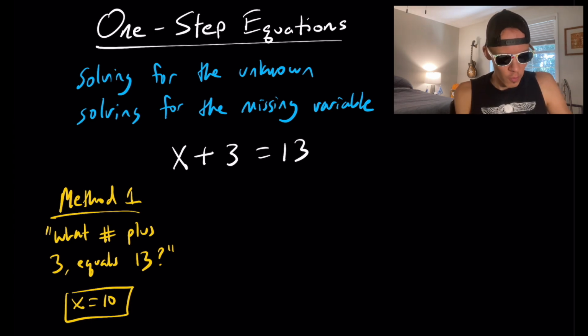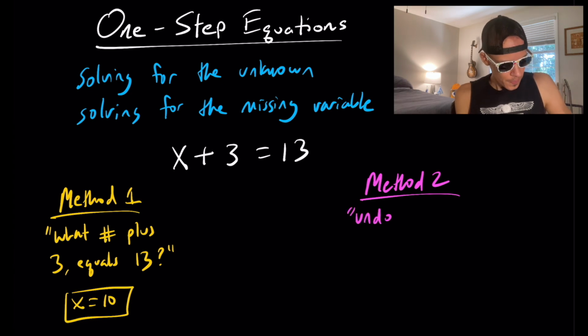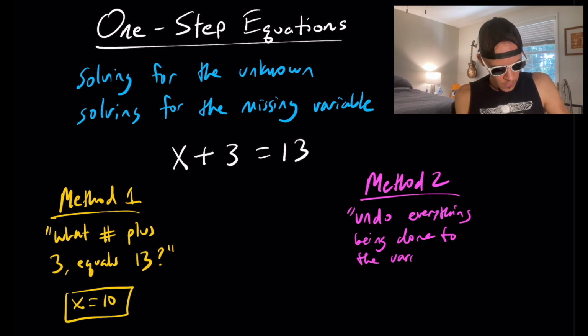But as these problems get more and more complicated, we want to have a systematic approach, a set of steps that we can trust. So the second way, method number 2, is using algebra. And more specifically, we're going to undo everything being done to the variable. So if I rewrite this down here, x plus 3 equals 13.